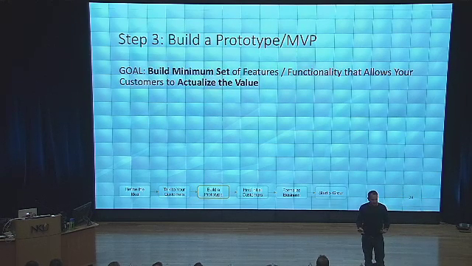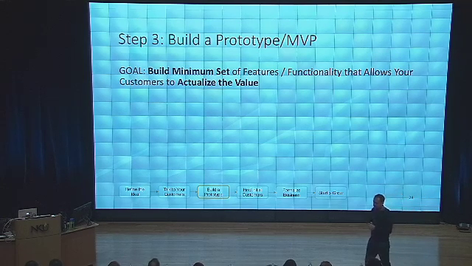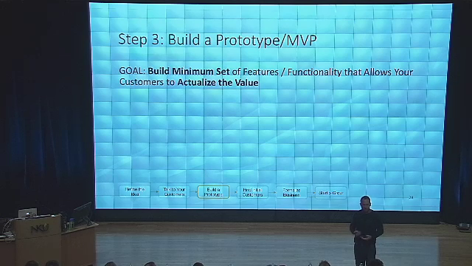Hence, step 3. After you've talked to your customers, that's when you can build that prototype. MVP is not most valuable player. Sports fanatics. In the entrepreneur world, it is minimum viable product. And that's the minimum set of features or functionality that allows your customers to actualize the value. So more often than not, an entrepreneur wants to build what they envision to be the perfect product. That approach doesn't work because you end up building things that your customers don't want or need.